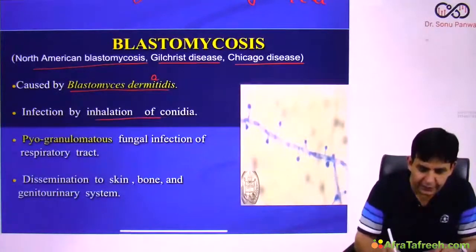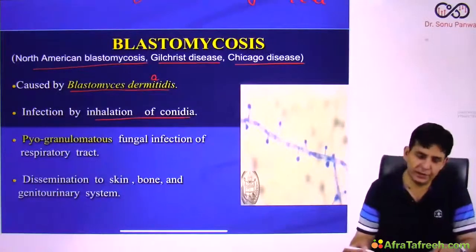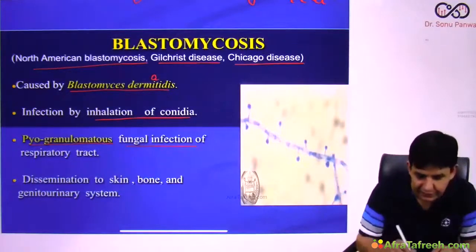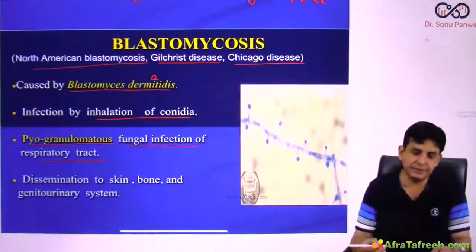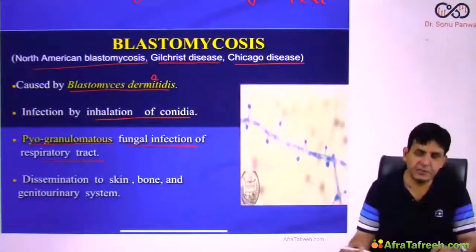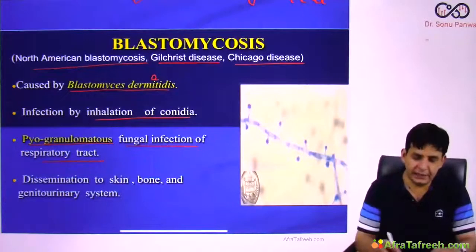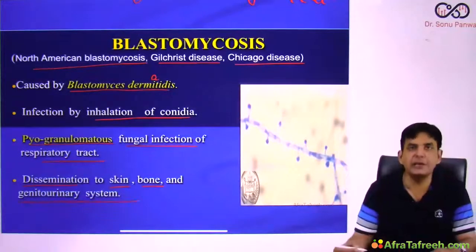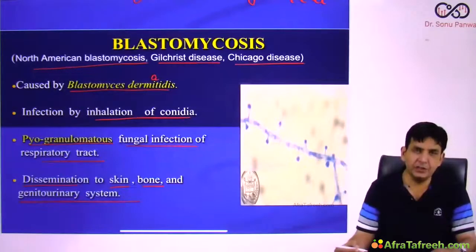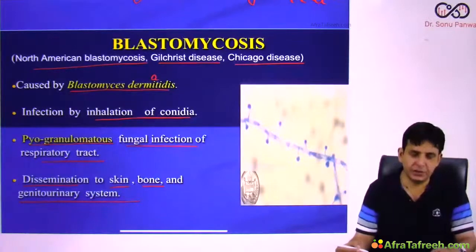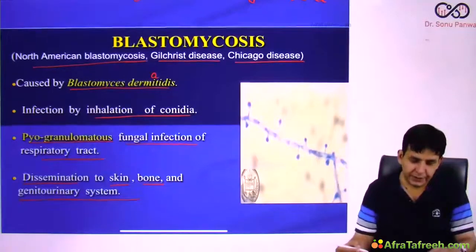Infection happens by the same thing, inhalation of spores, that is the conidia. And there is a pyogranulomatous fungal infection of the respiratory tract. Pus is there, and granulomatous formation is there in the respiratory tract, that is pyogranulomatous. And there is a dissemination where? To the skin, to the bone, and to the genitourinary system. So there is a dissemination to the skin, bone, and genitourinary system. So this also needs to be remembered.